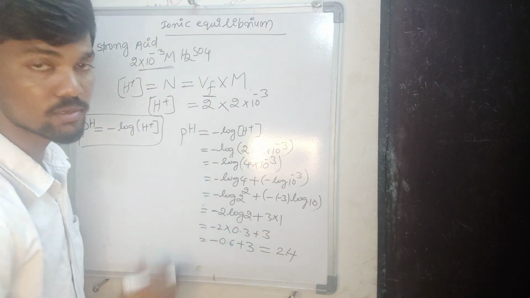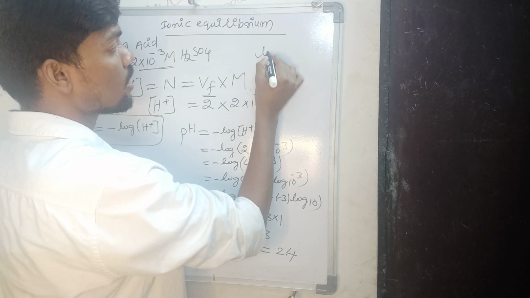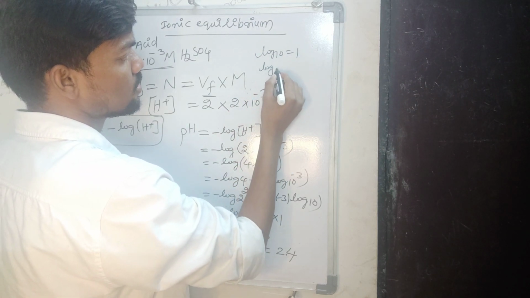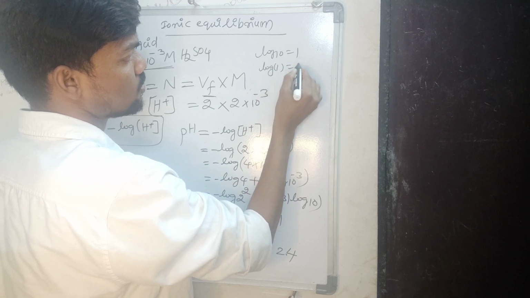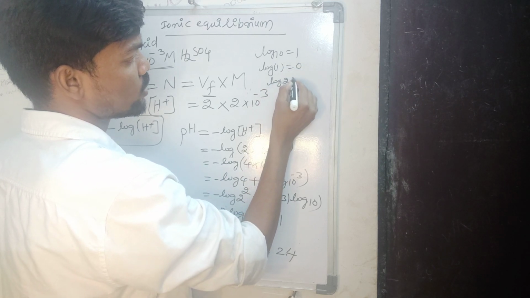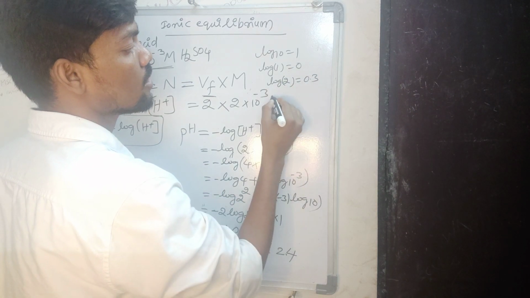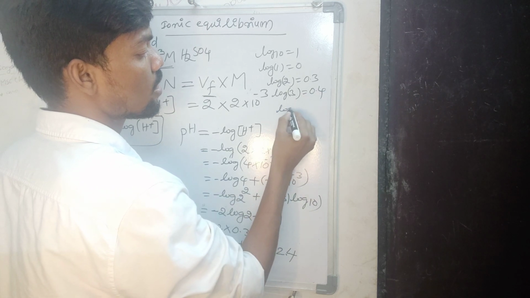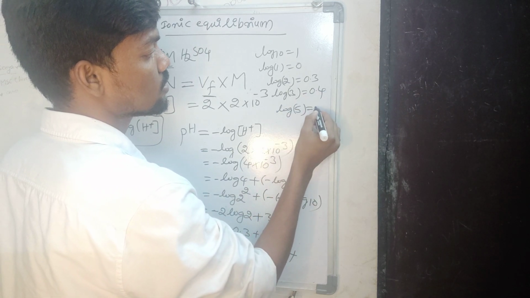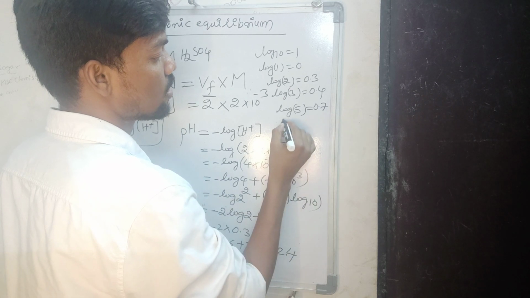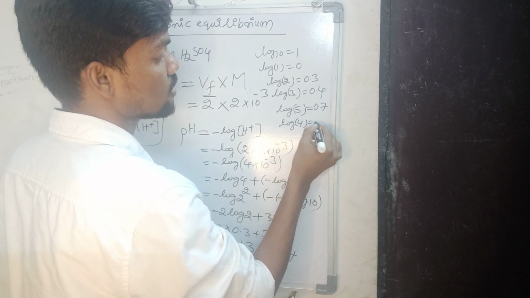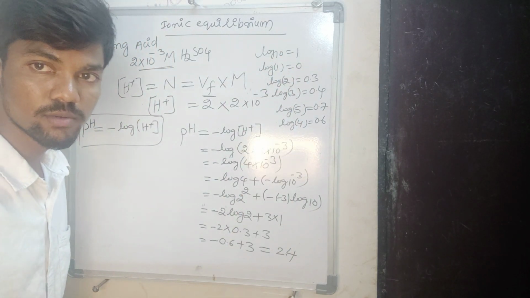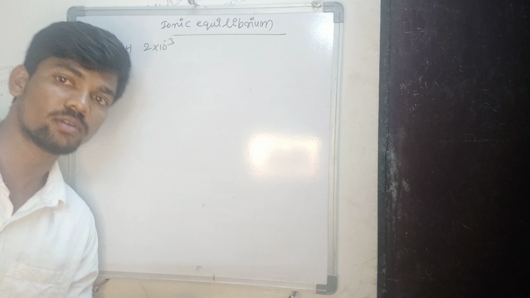2.4 is the answer. So you have to remember: log 10 is equal to 1, log 1 is equal to 0, log 2 is equal to 0.3, log 3 is equal to 0.4, log 5 is equal to 0.7 and log 4 is equal to 0.6. You have to remember this. Understand?